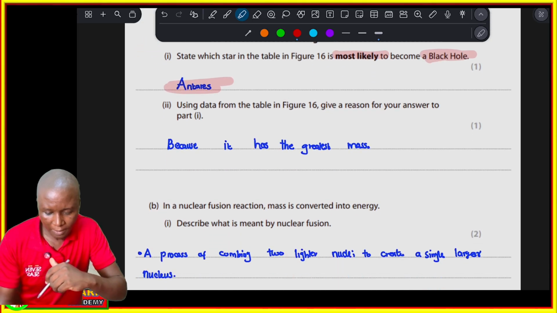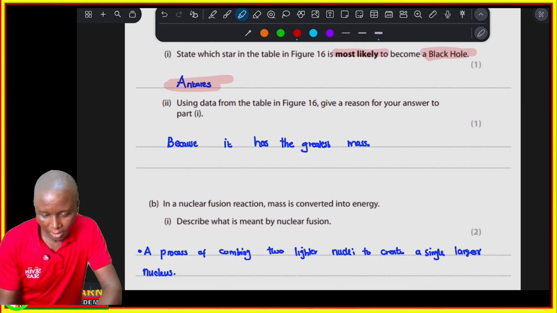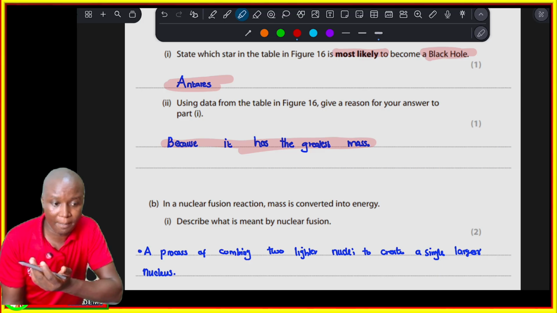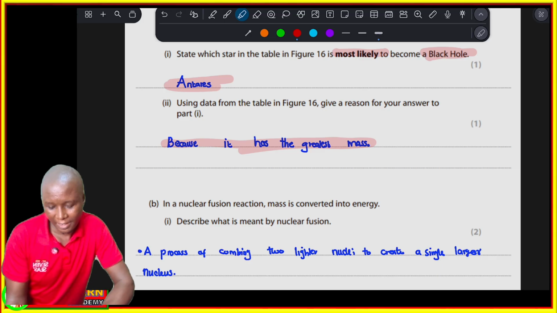And that is actually part B. There was a question on that. You are supposed to take it because it had the greatest mass. That's why basically I selected this in this particular part.